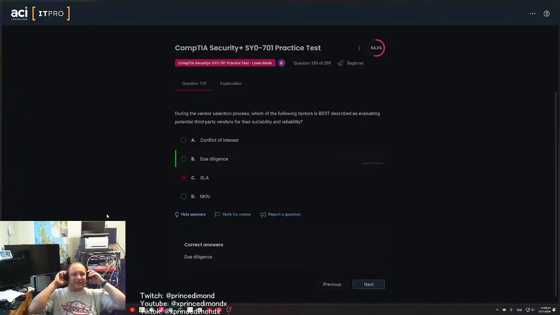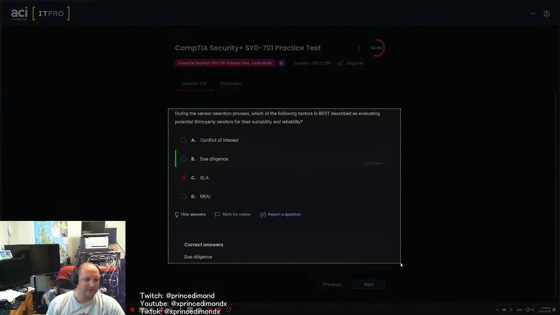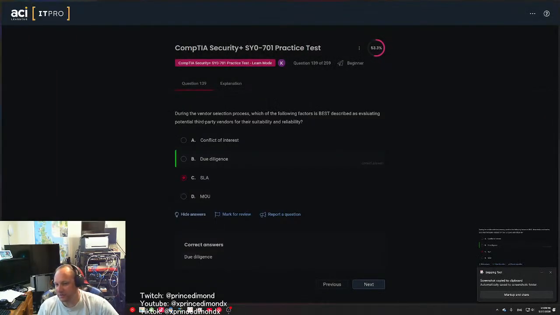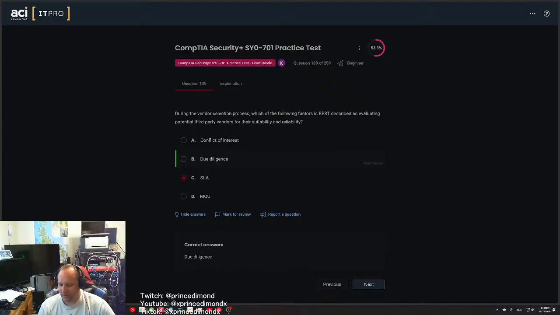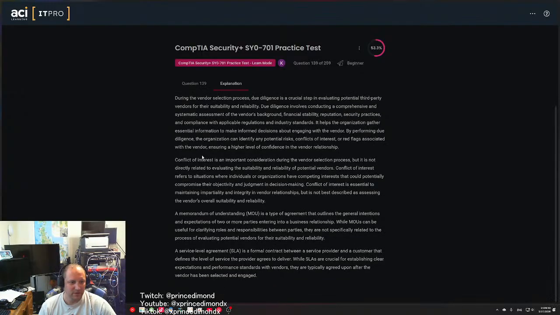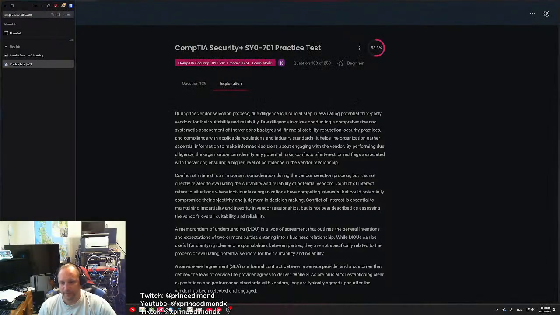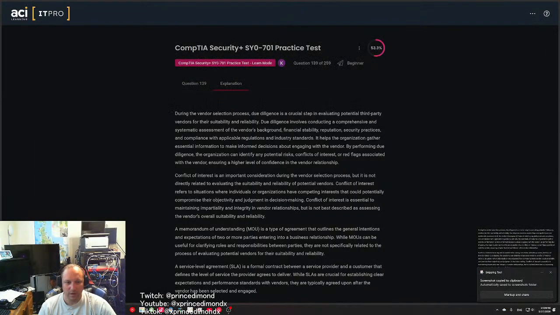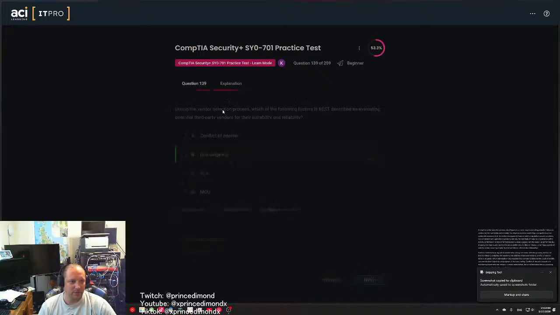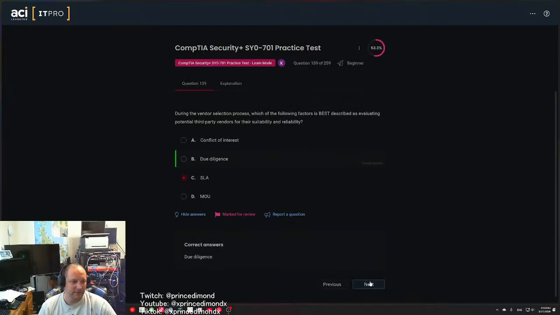Why do you do this, CompTIA? Why do you do this? I was right the first time. Don't doubt yourself. That's the lesson to be learned today. Don't doubt yourself. Okay. Put that in my Notebook LM here. So we'll grab the explanation. It's everything. Alright. Let's go back. We'll mark it for review because I'm a dumbass. And we'll keep going.